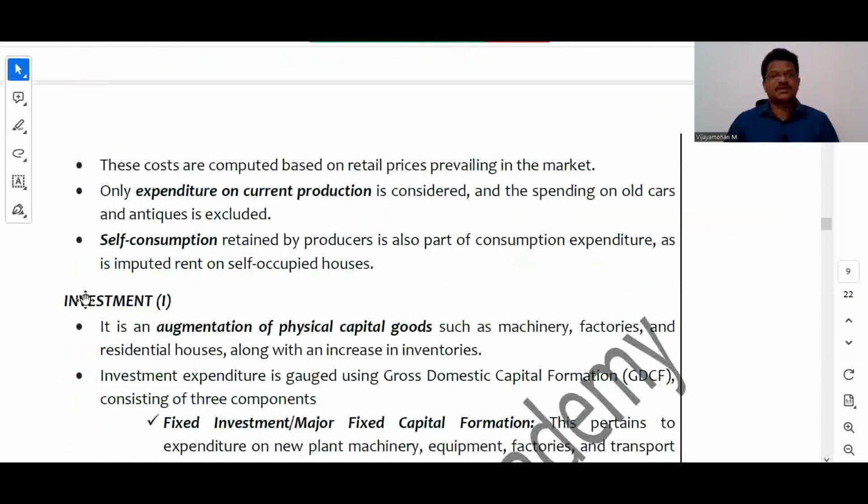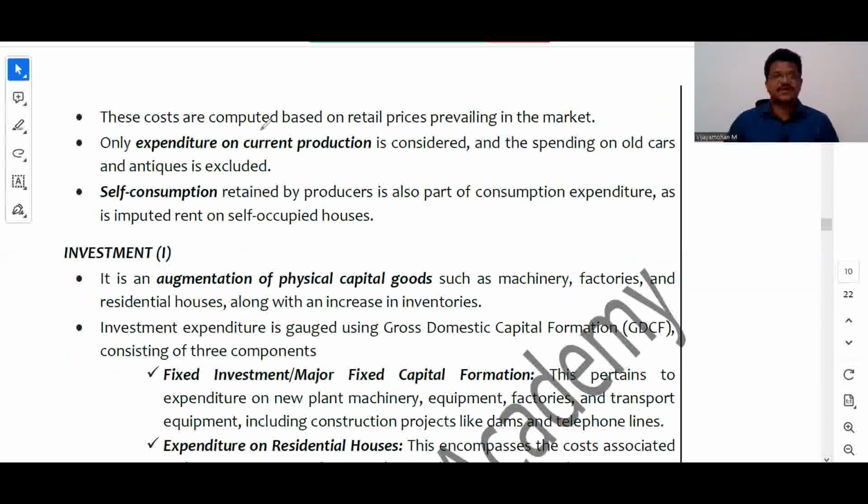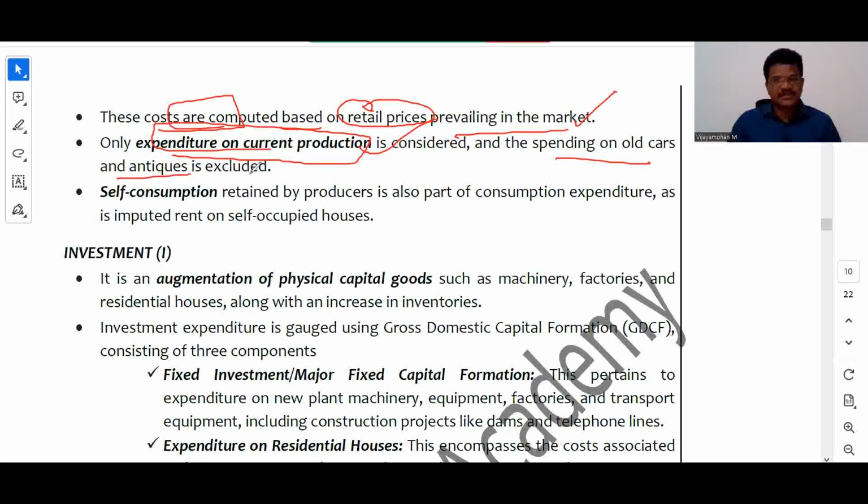So these costs are computed based on the retail prices prevailing in the market. Only expenditure on current production is considered and the spending on old cars and antiques is excluded. I already told you that second hand products, or the products which are produced way back in the old years, not current year, you should exclude. So only expenditure on current production మీద జరిగిన expenditure ని మాత్రమే మనం కన్సిడర్ చేస్తాం.